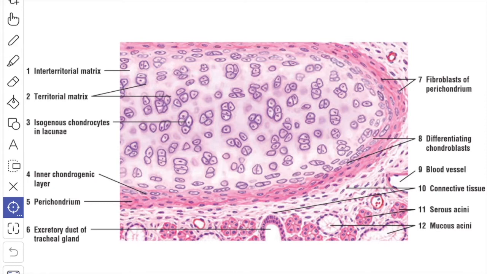Next we'll see about the collagen fibers of the cartilage. The collagen fibers present in the cartilage are chemically distinct from those in other tissues. They are described as type 2 collagen. However, the fibrocartilage and the perichondrium contain the normal type 1 collagen.